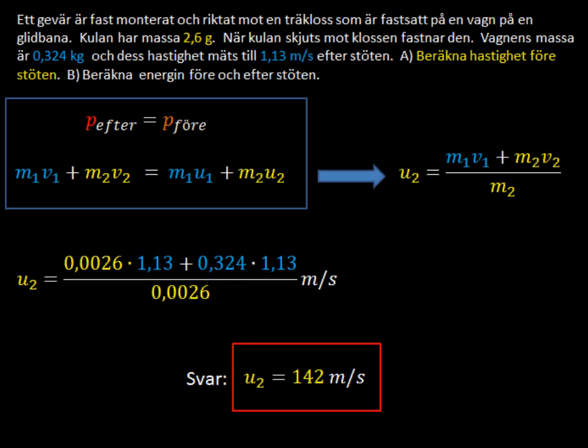We want the energy before and after. In other words, we want the kinetic energy. So what is the kinetic energy of the bullet? Now we can calculate that. What is the kinetic energy of the system when the bullet burrows into the wood and it's moving at 1.13 meters per second then? All right, let's move on.